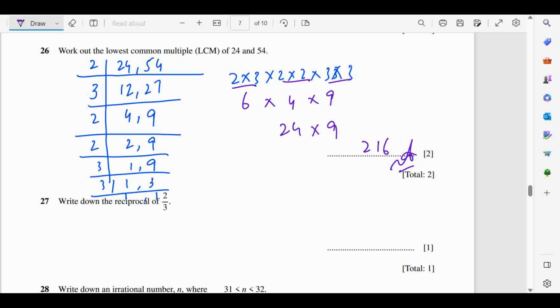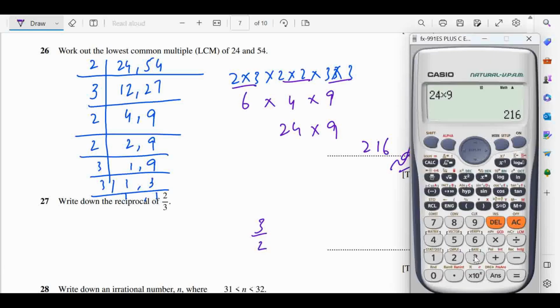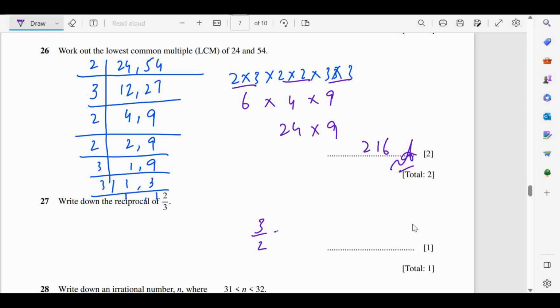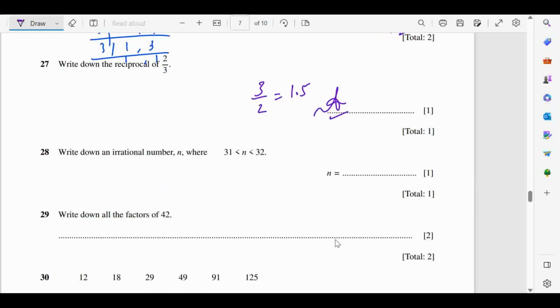Write down the reciprocal of this. So the reciprocal of this will be 3 by 2, or we can write 3 divided by 2. This will be equal to 1.5. So 1.5. Let's move to the next question.